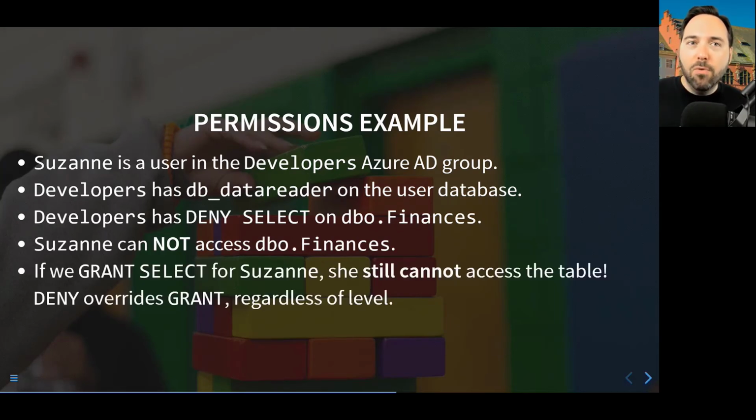Importantly, even if we say, well, Suzanne's the exception, I want to grant Suzanne access, but I don't want those other developers to get access to it. So we grant select to Suzanne. She still cannot access the table because deny anywhere in the chain overrides any grants in the chain, regardless of the level. The only way that we would be able to resolve this would essentially be to move Suzanne into a different role, which is developers with financial capabilities. So as long as Suzanne is in that developer's role, she's not getting access to finances unless we grant it to everybody in the role.